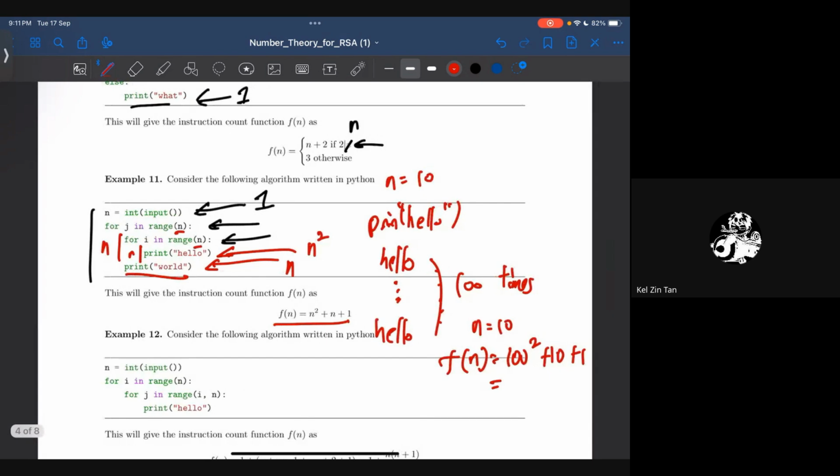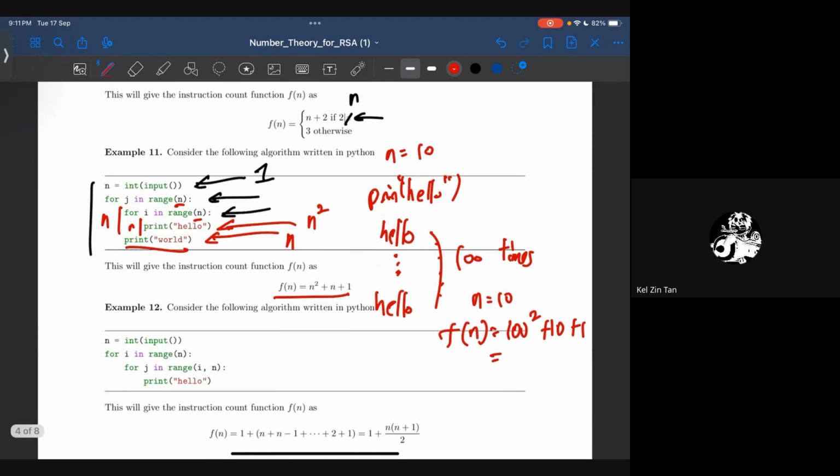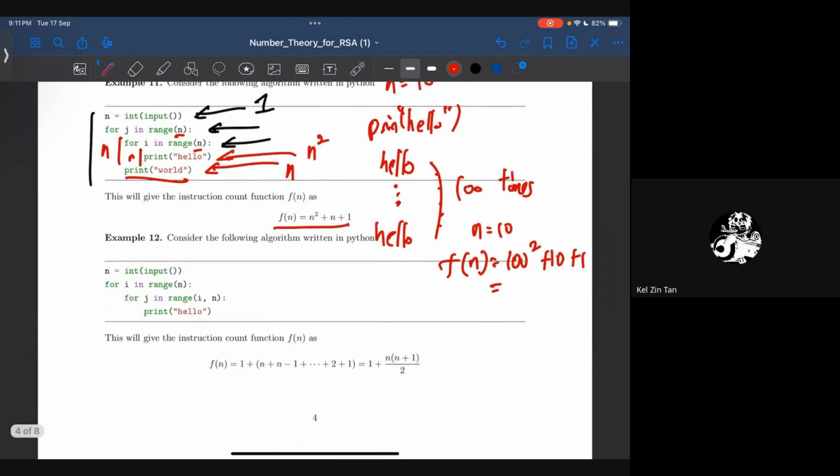Okay, any questions so far? Okay, let's look at another more complicated example. Instead of looping from 0 to n, which is what we were doing previously, now we are looping from i to n. When we are doing it from i to n, this becomes much more complicated to analyze, right?